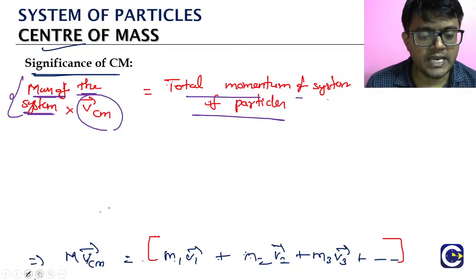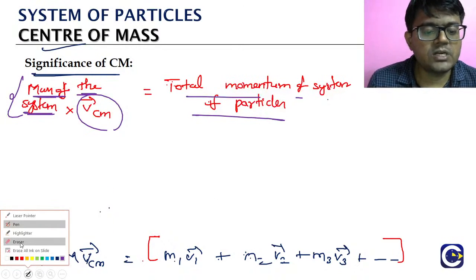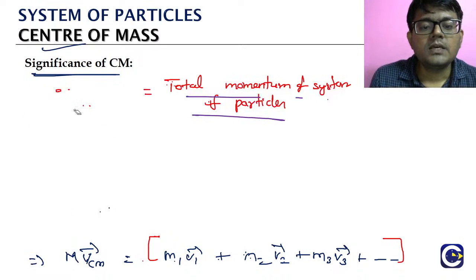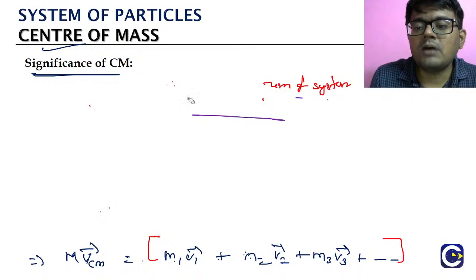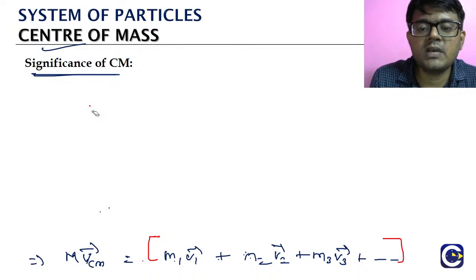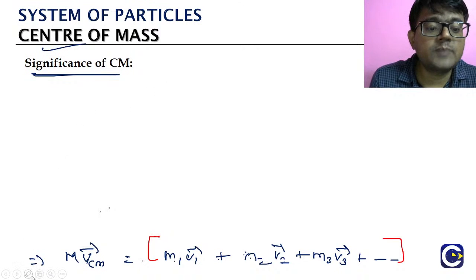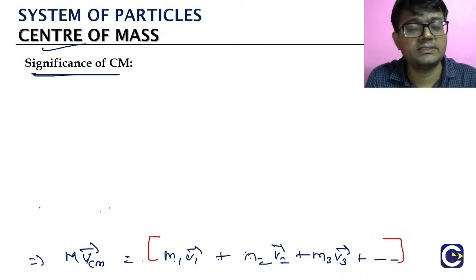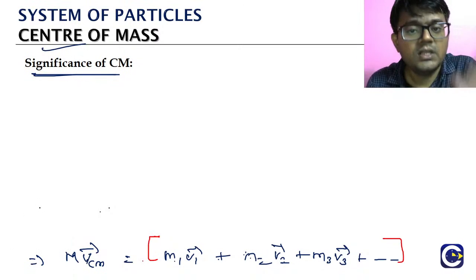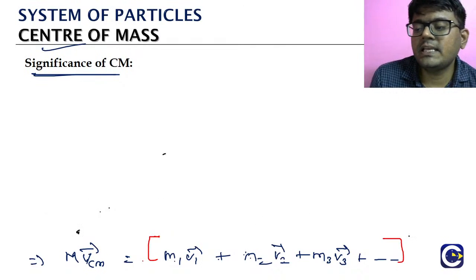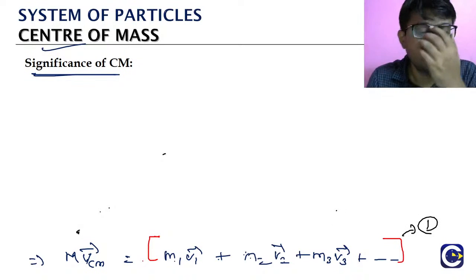The momentum of the entire system of particles will be equal to the momentum of that center of mass particle. Because the center of mass particle is supposed to have the total mass, the momentum is the total mass of the system into the velocity of the center of mass. So this is significance 1, the first significance. That is done. Okay, next let us see.